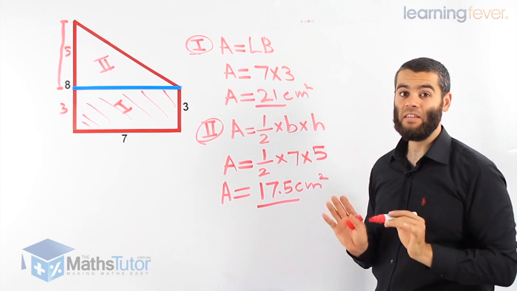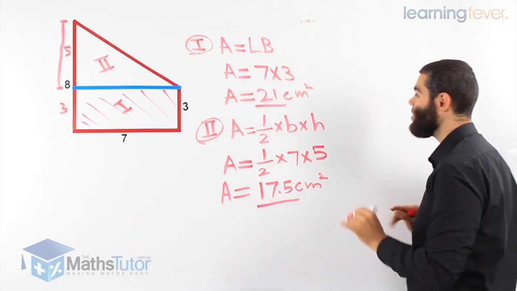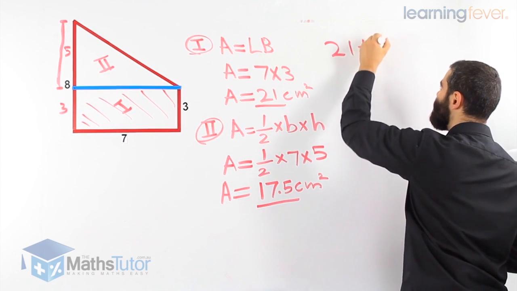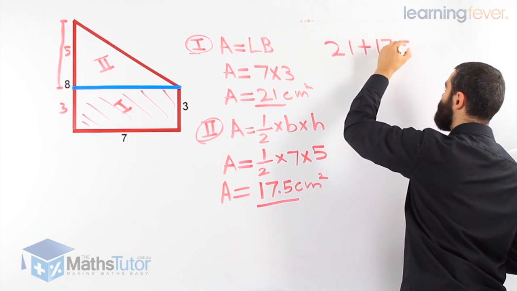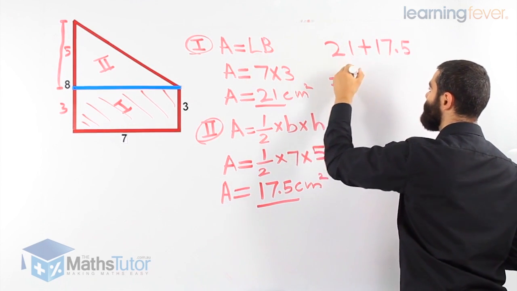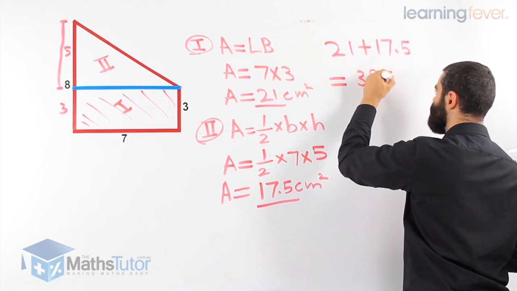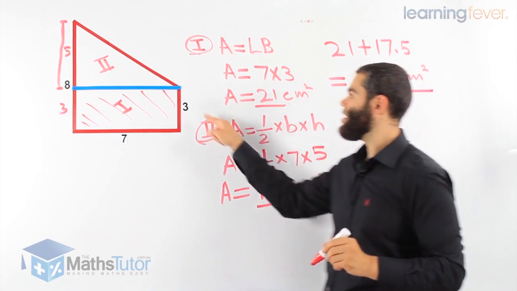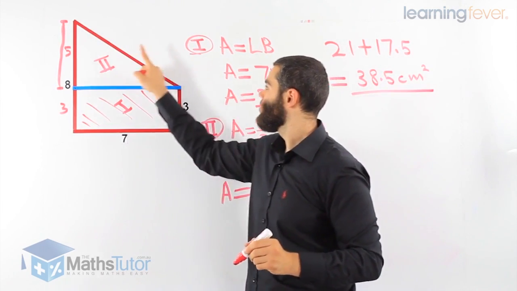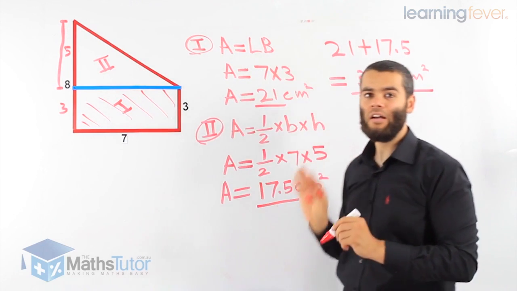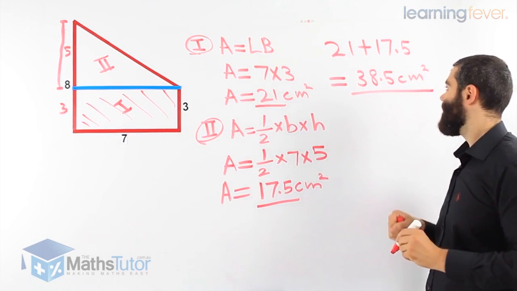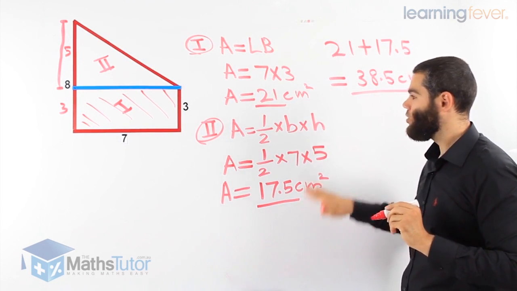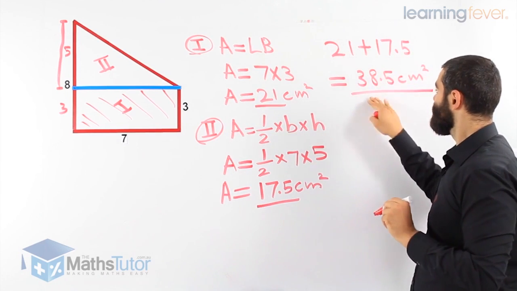Now what are we going to do? We've got to add them up. Very important. Don't forget, you have to add them up. So area 1 and area 2, 21 plus 17.5, 38.5 square centimeters is our final answer. So the area for the total figure, the rectangle and the triangle together, all added together, is 38.5 square centimeters. Very important. Work out area 1, area 2, and you must add them up.